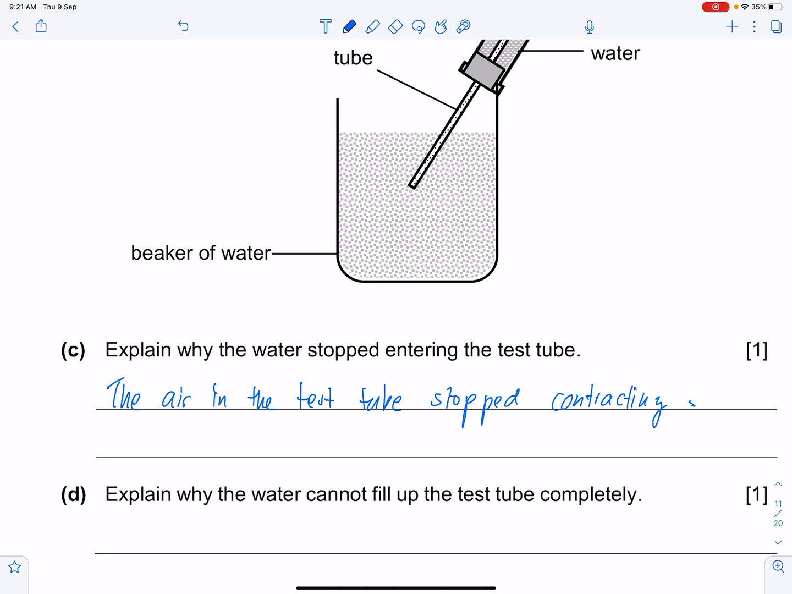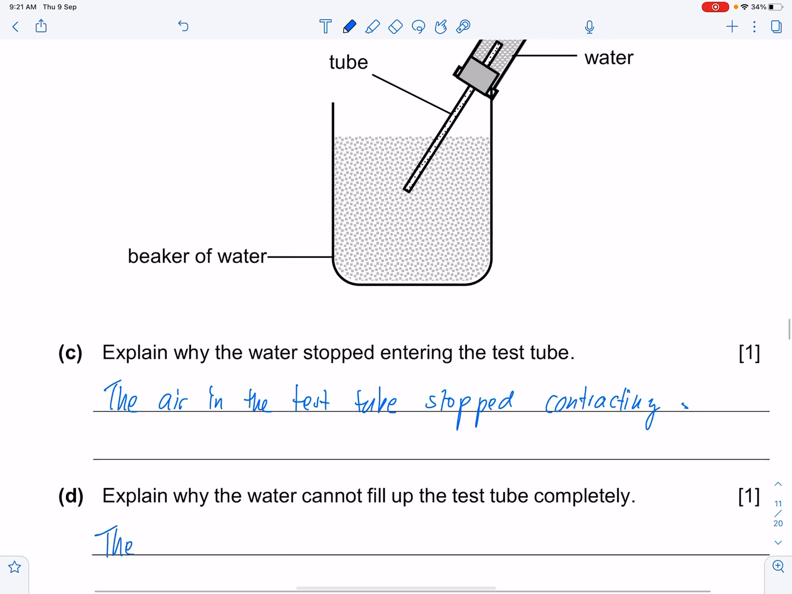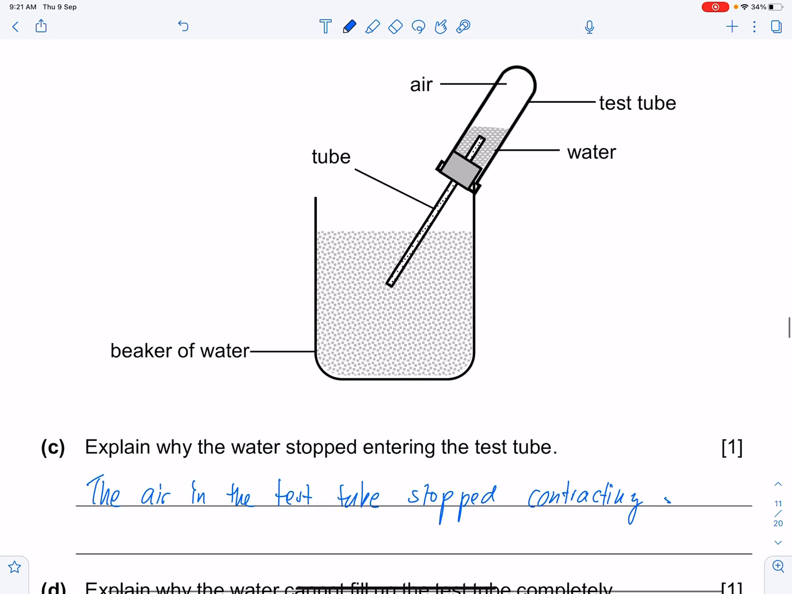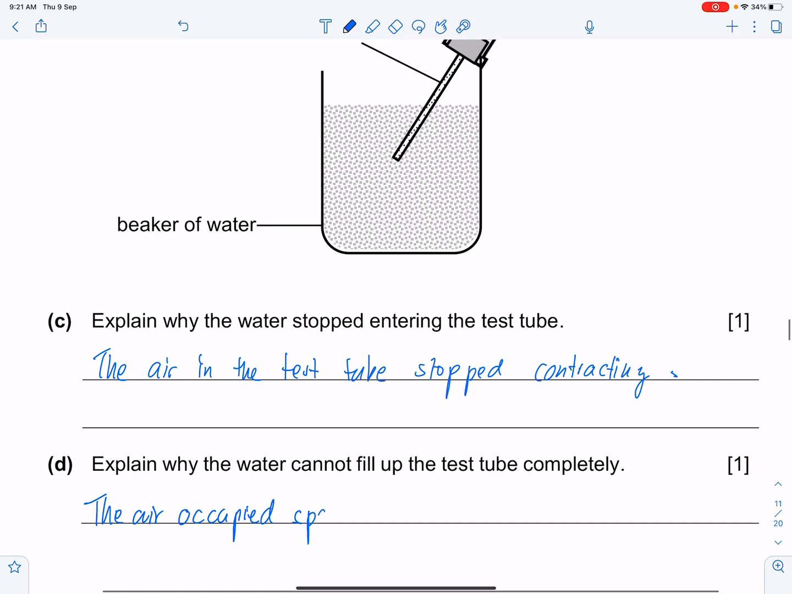That's it. Explain why the water cannot fill up the test tube completely. Basically, you have to tell me that the air occupied space and is unable to escape, because it's trapped there. That's it.